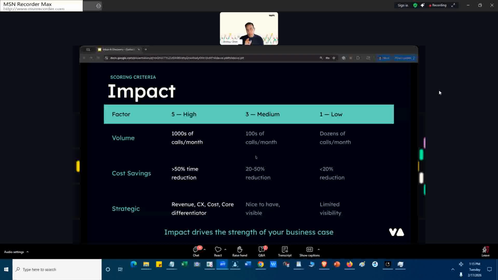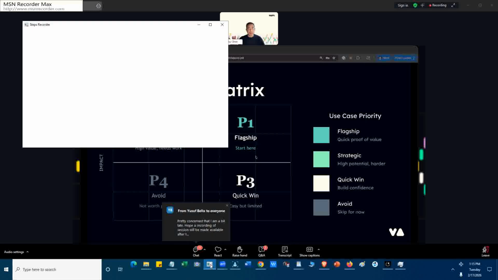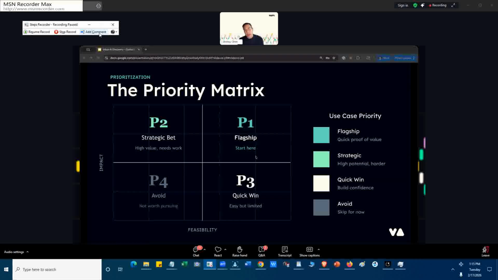Let's see how feasibility and impact combine into priorities. So once you have all these scores for the use cases, you're going to want to place them in this matrix. And what you see in this matrix is P1 through P4, which is a priority matrix. P1 is your flagship use cases. These are highly feasible, high impact. This is where you want to start. And this is a quick way to prove value. It's relatively lower risk, and it's a big payoff. And so here's where you always want to land first.